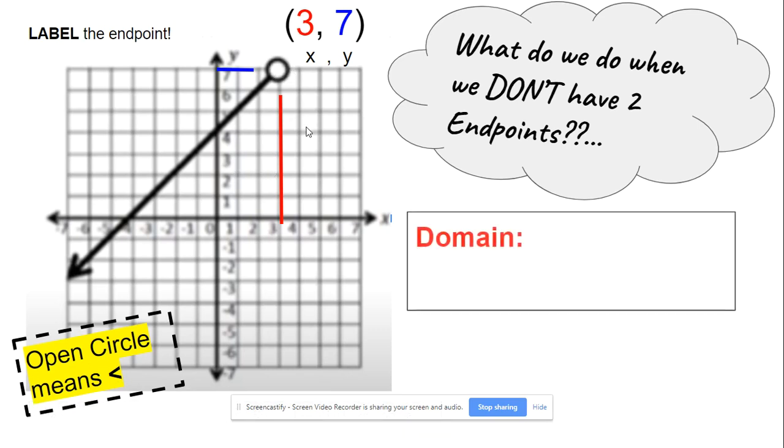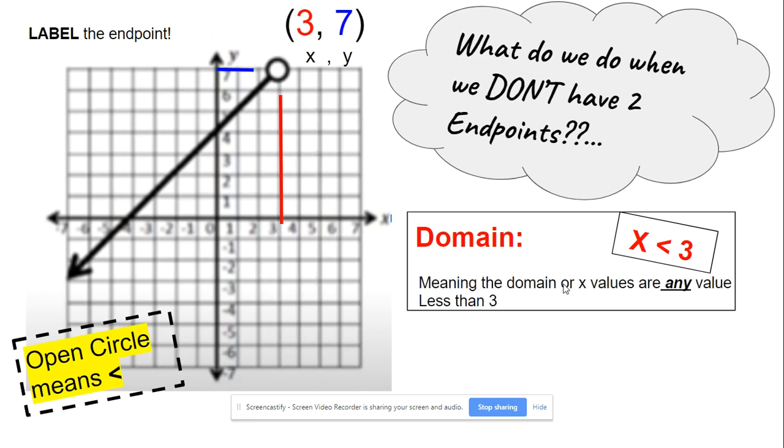So we have our domain, which is our x values. In this case, the only value we have is 3. That means all of your x values, all of your domain is 3, 2, 1, 0, -1, and it keeps going, going, going, meaning that x is going to be less than 3. Anything less than 3 is in the domain. So the domain or x values are any value less than 3.